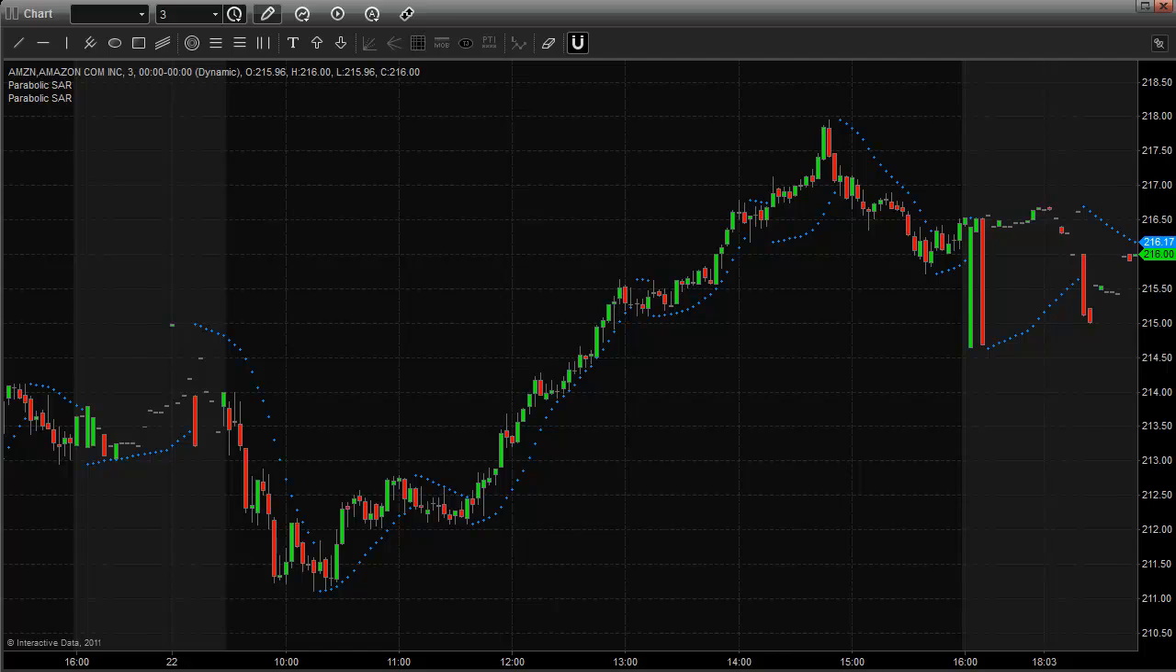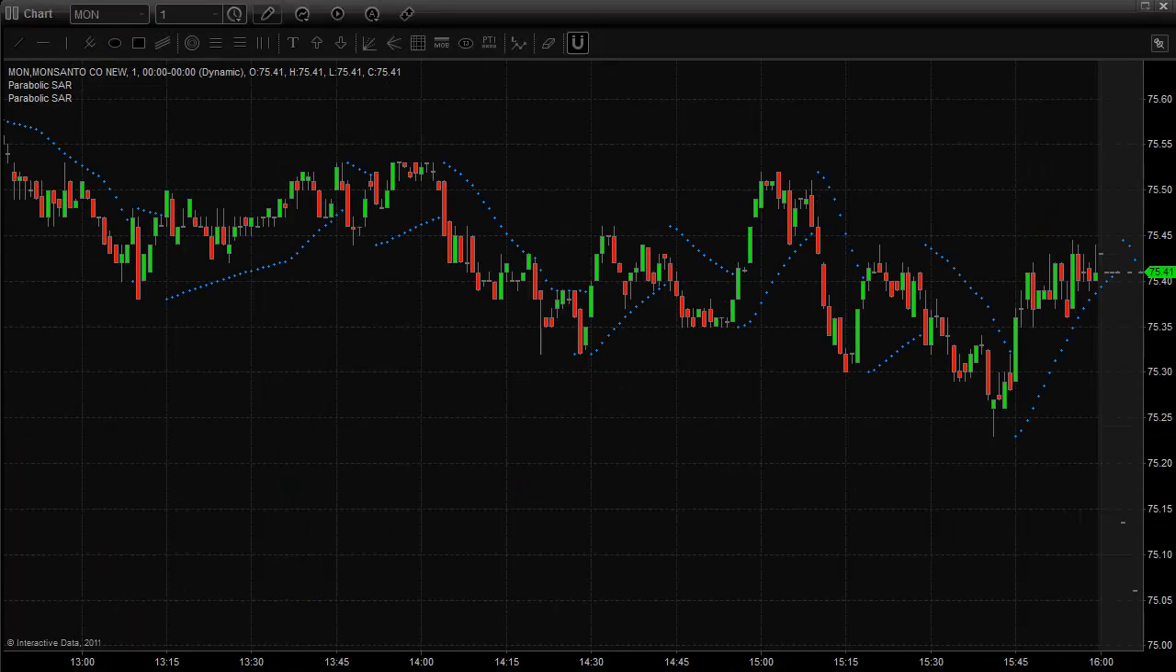Let's look at another chart. Okay, here's a chart on MON, a 1-minute chart on Monsanto. You can see right here again we have very choppy price action, a lot of false signals. Really nothing you can work with there as far as when to enter a trade, and so it's best just to avoid it at this time.